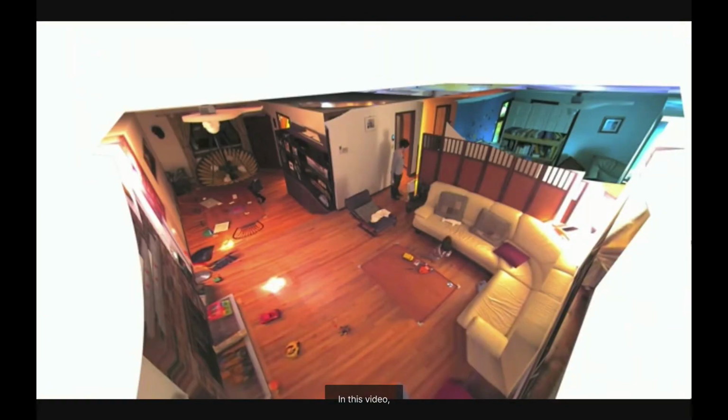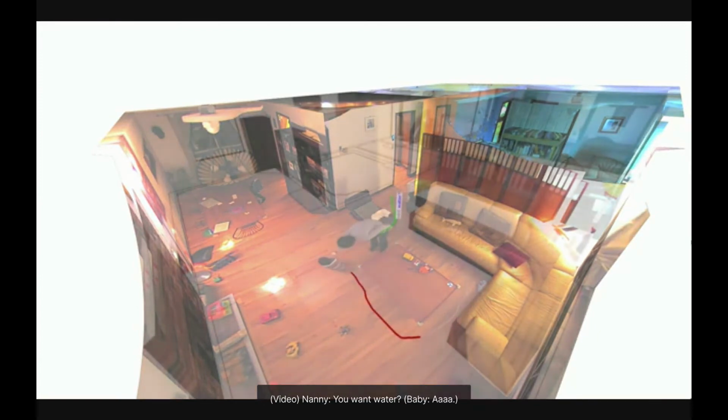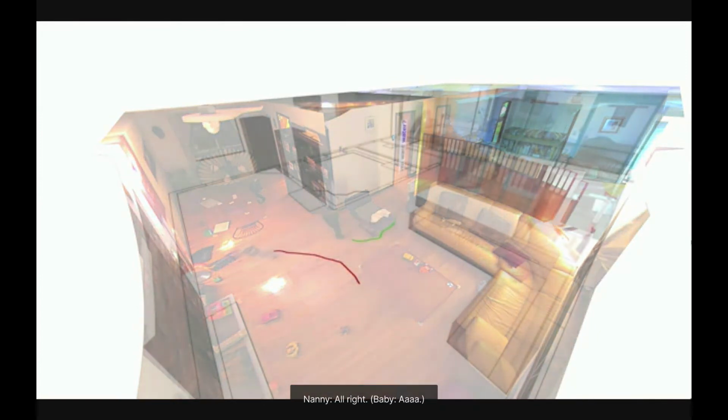In this video, again, my son is being traced out. He's leaving red ink behind, and there's our nanny by the door. You want water? All right. She offers water, and off go the 2 worms over to the kitchen to get water.